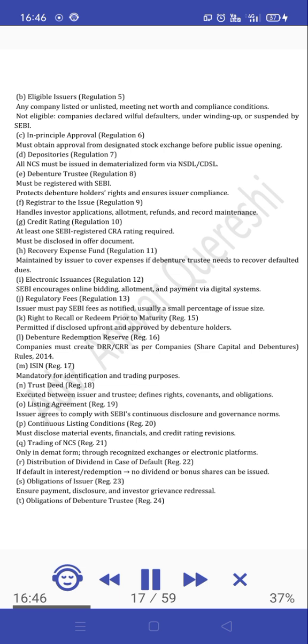I. Electronic issuances, Regulation 12. SEBI encourages online bidding, allotment, and payment via digital systems. J. Regulatory fees, Regulation 13. Issuer must pay SEBI fees as notified, usually a small percentage of issue size. K. Right to recall or redeem prior to maturity, Regulation 15. Permitted if disclosed upfront and approved by debenture holders.